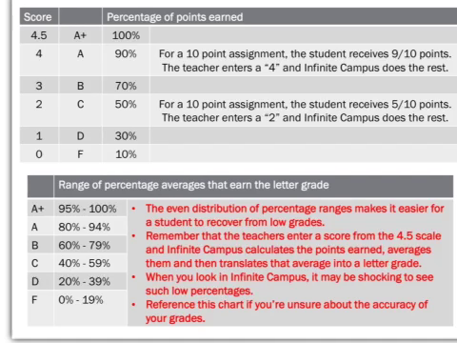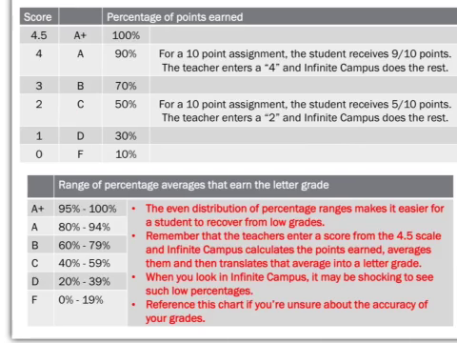Another example is if a student receives a 5 on a 10-point assignment, then the teacher enters a 2 because that student has received 50% of that work. Now, by us entering a 2 on that 10-point assignment or assessment, Infinite Campus then puts a 2, which means the student receives a C, and so forth equally.